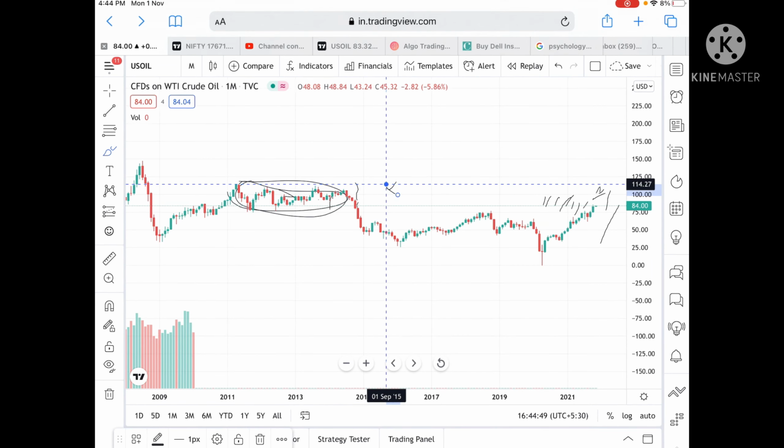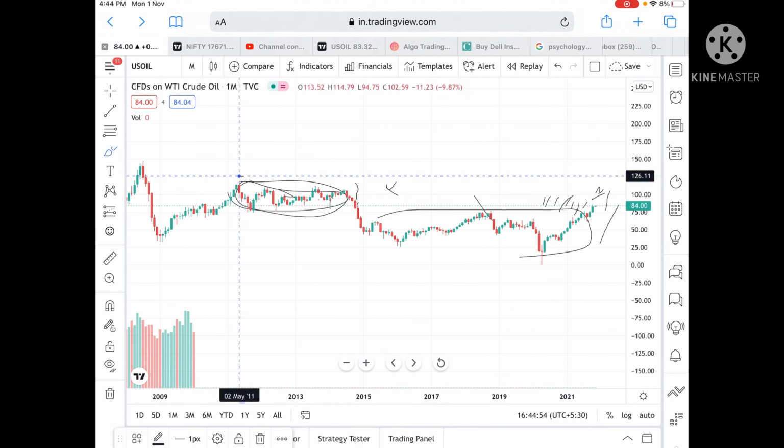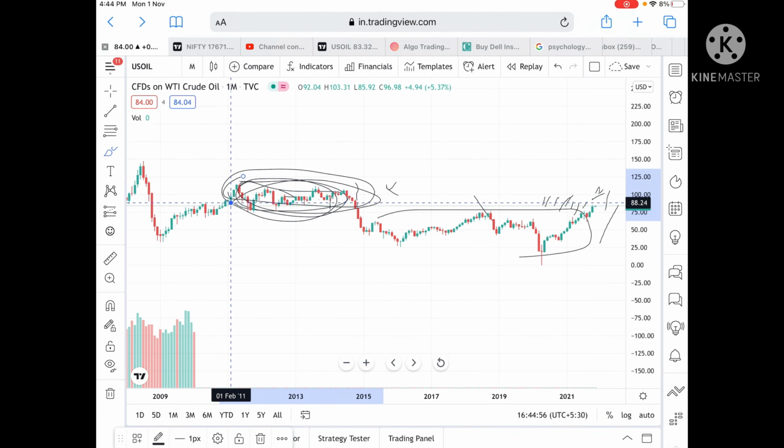But as I'm looking at this month, what I can see is that once this range is broken, we can see the next month it can be in this particular range.